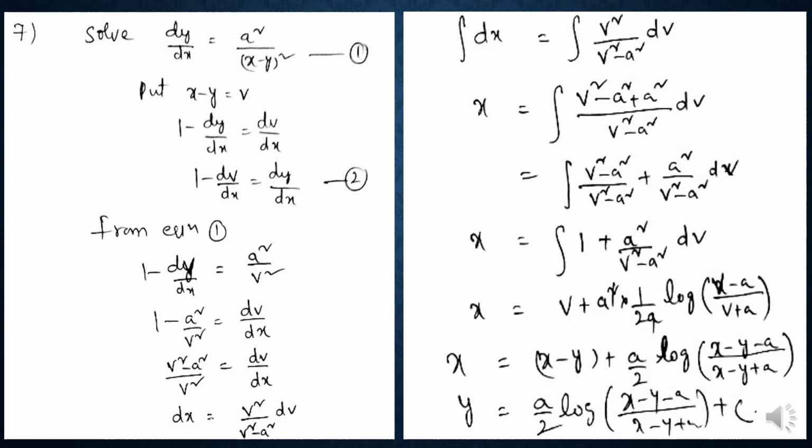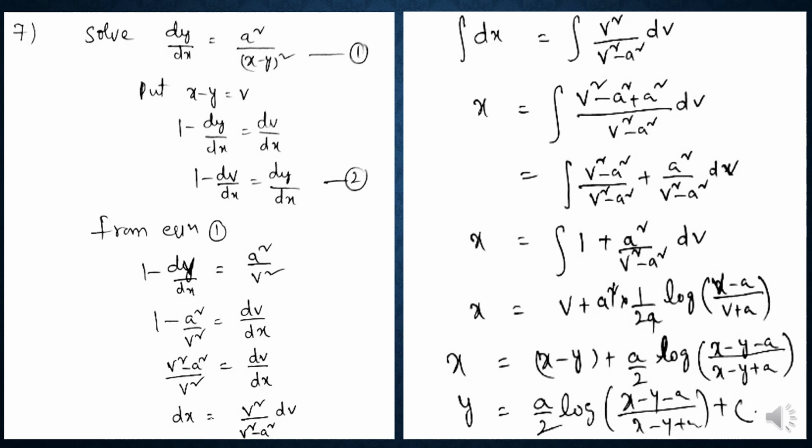Now by adding and subtracting a square here, it is integral v square minus a square plus a square by v square minus a square dv. So this can be written as integral v square minus a square by v square minus a square plus a square by v square minus a square dv. x is equal to integral of v square minus a square by v square minus a square, that is 1, plus a square by v square minus a square dv, which can be written as a square into 1 by 2a log of v minus a by v plus a. That is x is equal to v, which can be written as x minus y, plus a by 2 log of x minus y minus a by x minus y plus a.